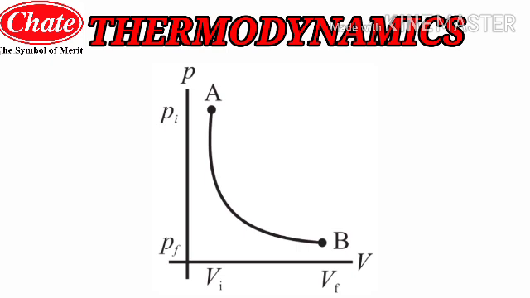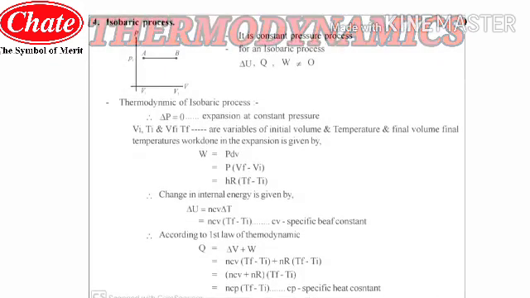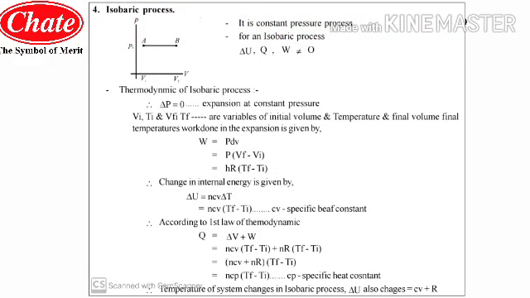So we will see the next part of the lecture now. So students, as you can see, the PV graph for the isobaric process. First of all, we will see the definition of the isobaric process. The isobaric process is nothing but a constant pressure process, in which the pressure will be constant while the state is changing from the initial to the final. During this thermodynamic process, the pressure will be constant.